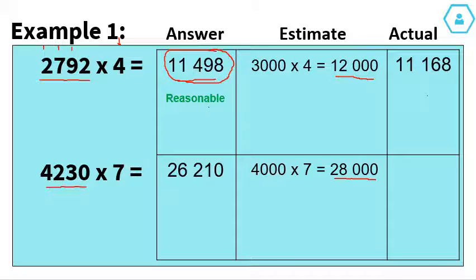Now I know that I've actually rounded this number down to 4,000. So my answer is actually going to need to be larger or greater than 28,000. So here my answer is actually 26,210. So it's actually quite a lot more than 28,000. So I'd say this is not a reasonable answer. And the actual answer to this problem is 29,610. So it is larger than 28,000. So my estimate there helped me determine whether this was really a reasonable answer or whether I needed to go back and double check it.